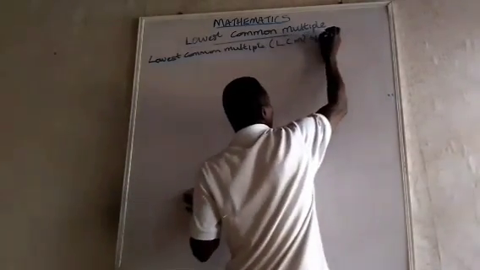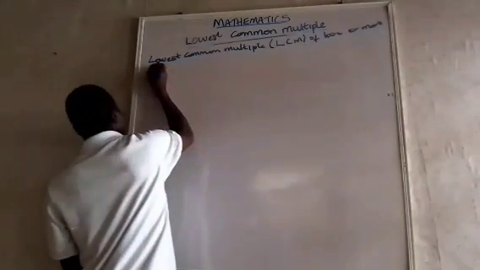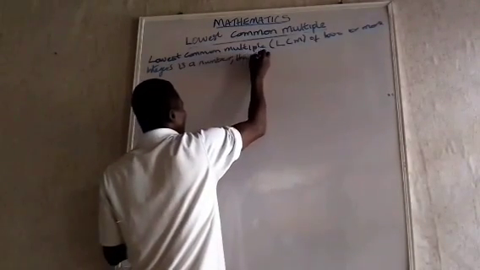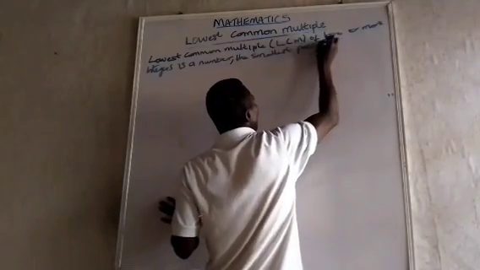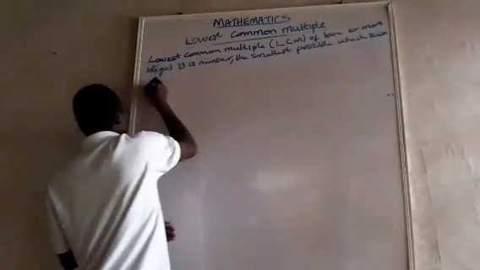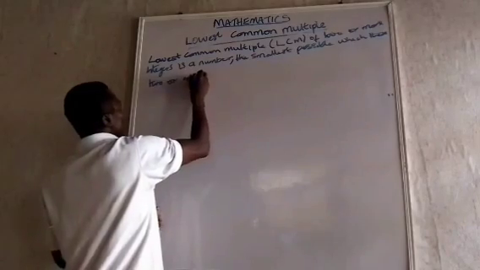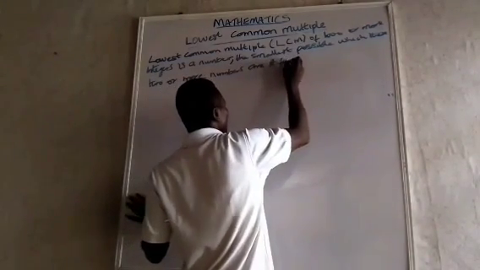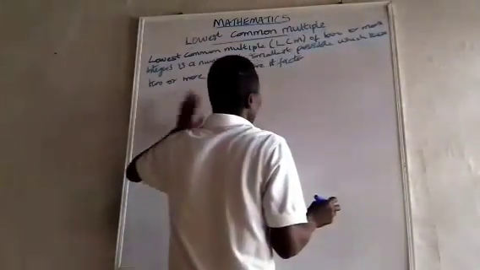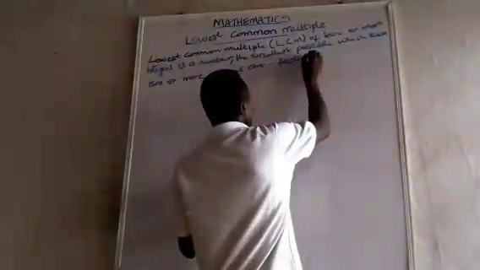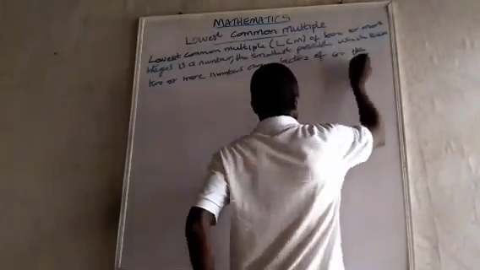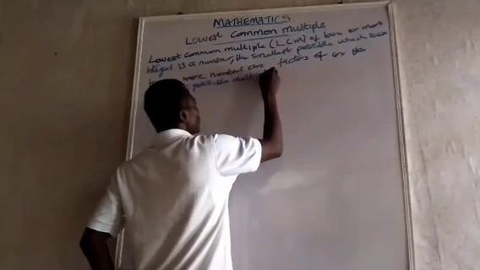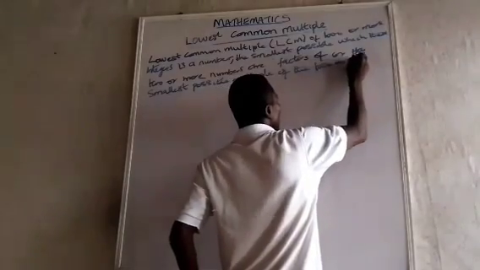HCF of two or more integers is a number, the smallest possible number, which the two or more numbers are factors of, or the smallest possible multiple of the two or more numbers.